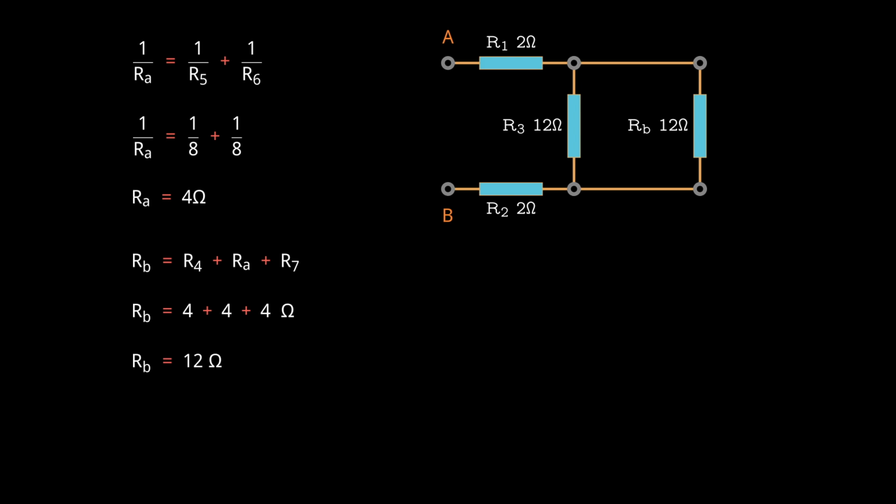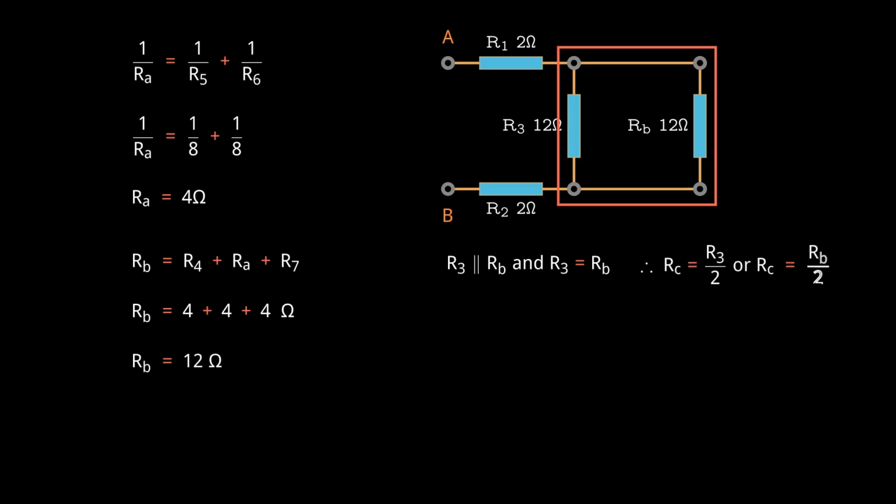I am sure you've already guessed what's next. We'll replace these 2 parallel resistors. But instead of using the equation to calculate the equivalent resistance, we'll apply a shortcut. When there are 2 equal resistors in parallel, you can replace them with a single resistor that has a value of half of one of the resistors. This shortcut helps simplify the circuit much faster, without needing to use the full formula.